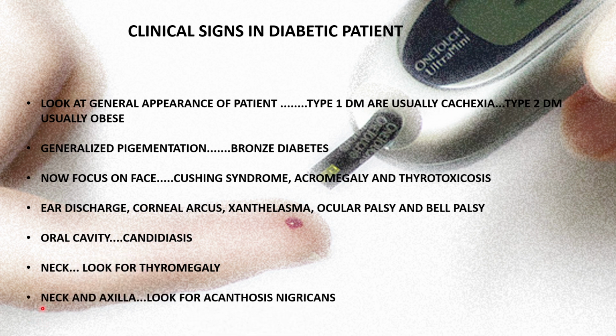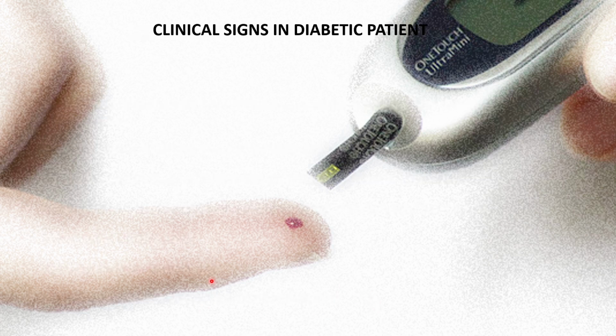Now in the neck and axilla look for acanthosis nigricans, which is dark brown pigmentation of the axilla and the neck as a result of insulin resistance. Now we move to the lower limb. In the lower limb, check the skin for vitiligo, as it is also an autoimmune problem, and diabetes type 1 is especially an autoimmune problem. So check for white patches on the skin.